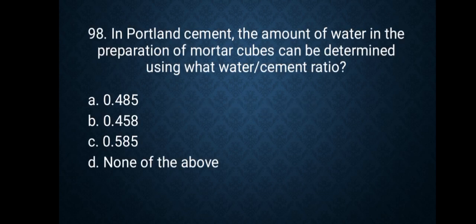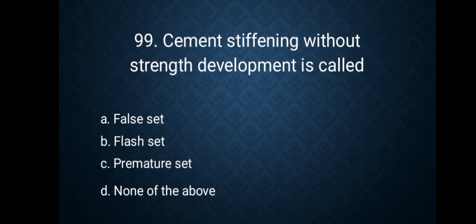Number 98. In Portland cement, the amount of water in the preparation of mortar cubes can be determined using water-cement ratio. So, the answer niya is A, 0.485. Number 99.